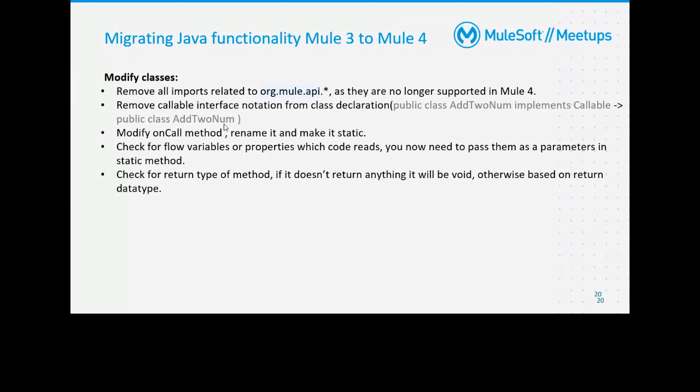Check for flow variables or properties which the code reads. We saw how we can read the variables, how we can read properties, and how we can read the payload in Mule 3. So now you need to pass them in parameters. You cannot really directly access them through the classes. You have to pass them in the parameters in those functions. Check for the return type of the method. If it doesn't return anything, it will be void. Otherwise, based on the return data type, if it's returning a string value, then string. Otherwise, object, it can be any data type. If nothing, then it's void.